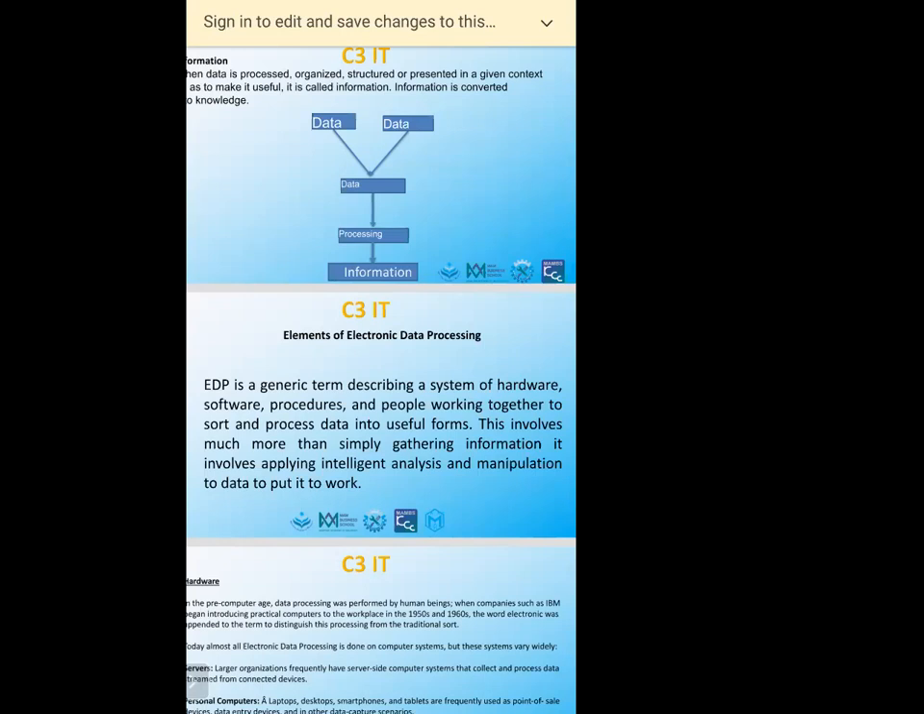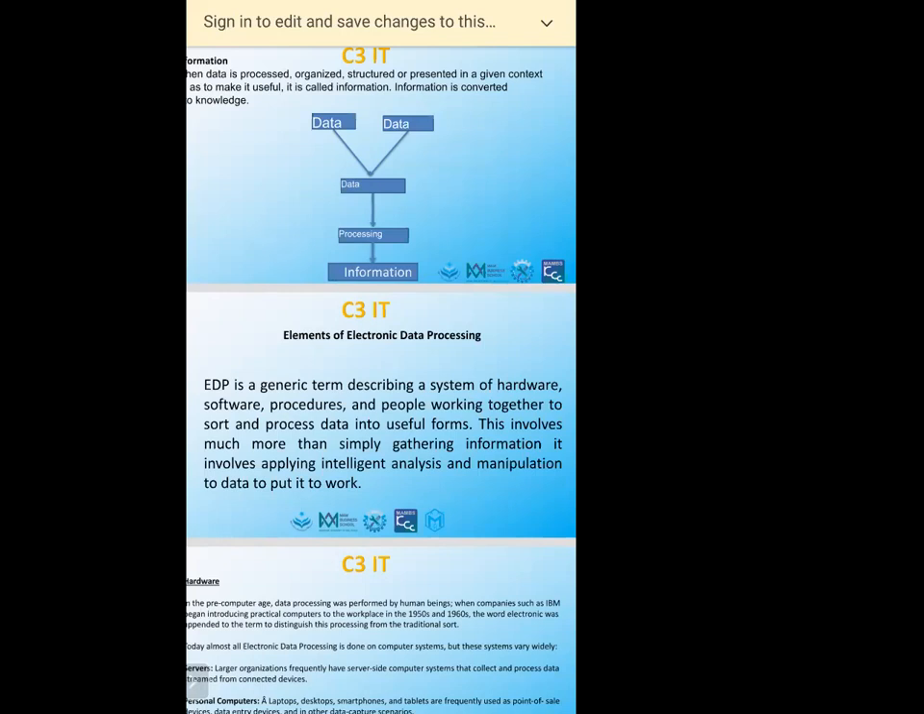EDP. Can all of you hear my voice? Yes, understanding. Very good. So that is the meaning of EDP. EDP means which one? Electronic data processing. Under the EDP, what are the things that will come?